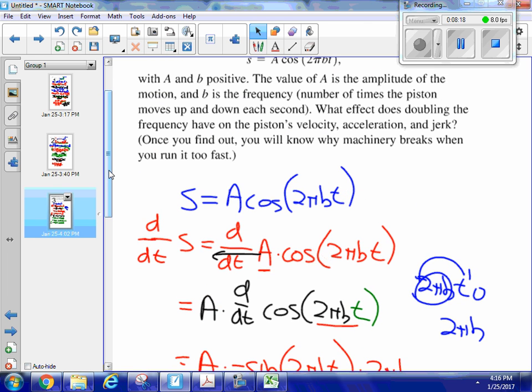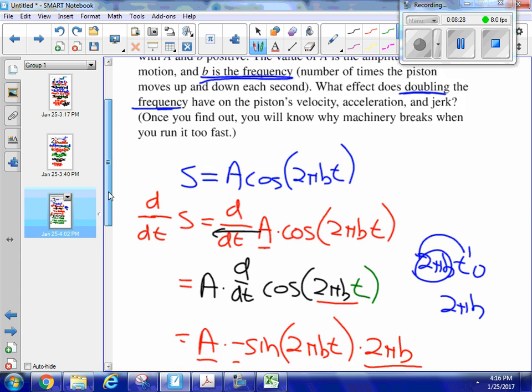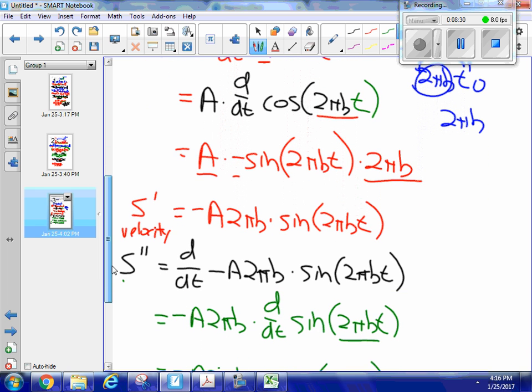It says, what happens if I double the frequency? And frequency is b. B is the frequency. Well, if I double the frequency, then my velocity right here, if b has been doubled, then the entire velocity here is going to be doubled. So it's going to be times 2. Because this is a constant. It's the constant of this whole term. I double that, I'm just doubling the whole term.